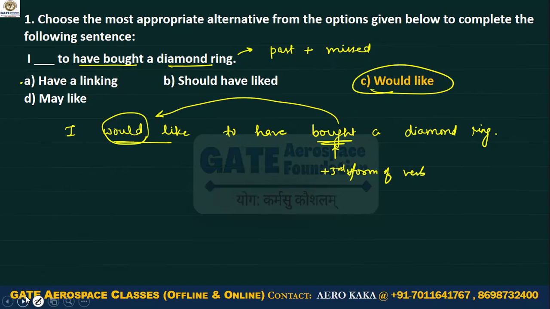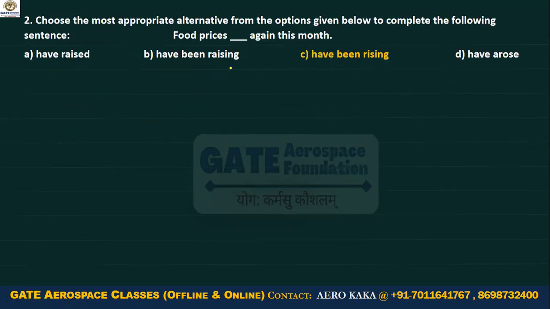Moving on to the next question. Choose the most appropriate alternative from the options given below to complete the following sentence. It's similar to the previous one. "Food prices blank again this month." The options are: they have raised, they have raising, they have been rising, they have arose. See, raised or raising is actually wrong.